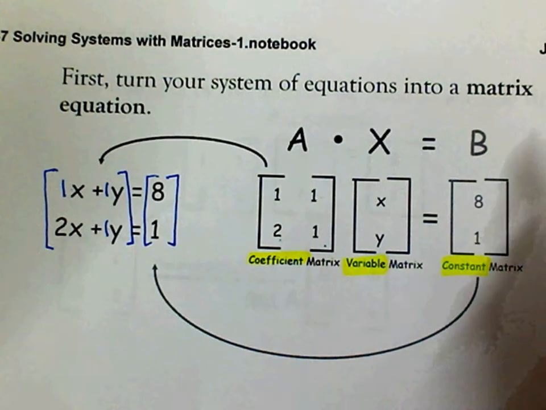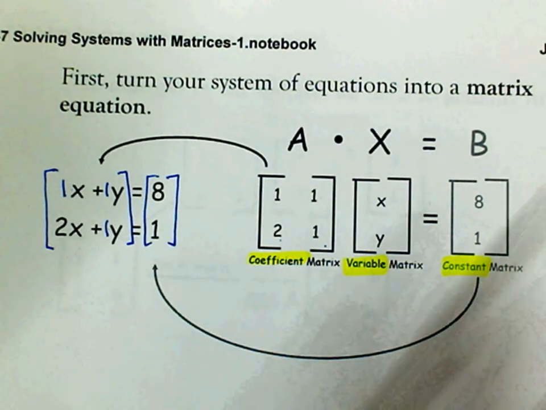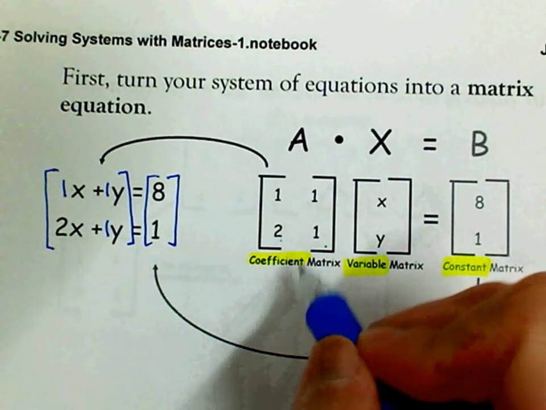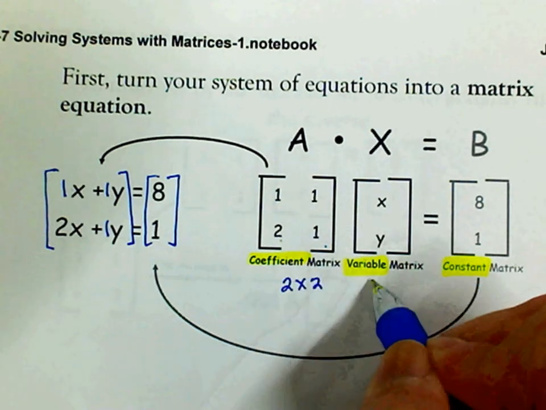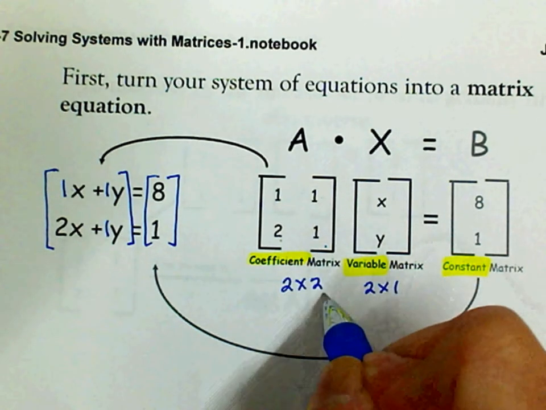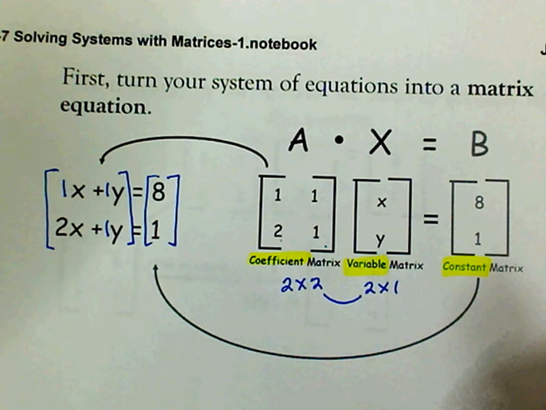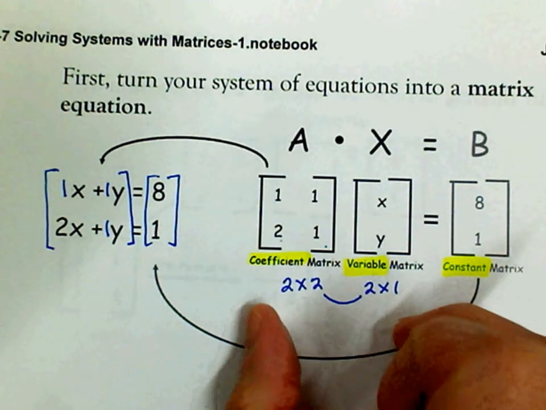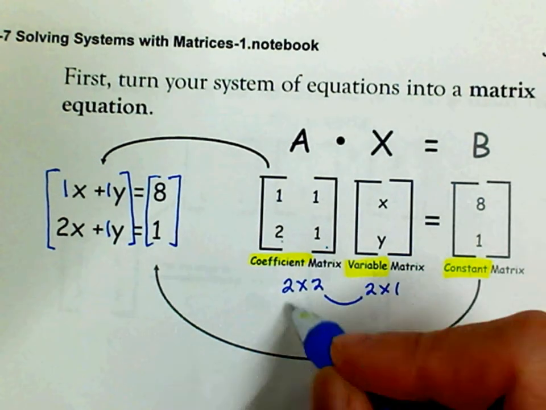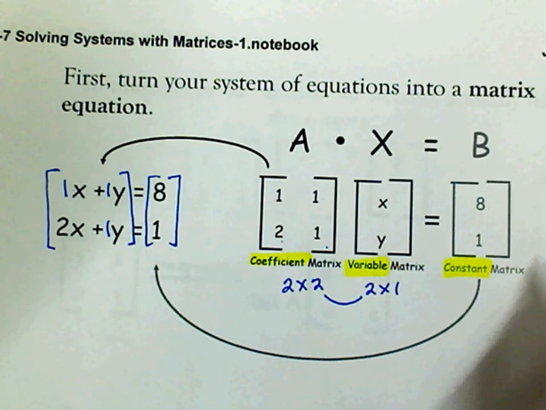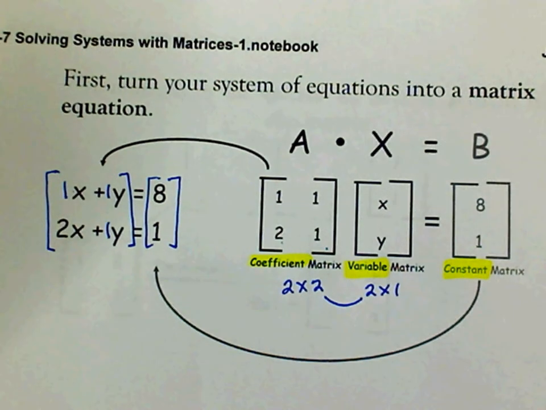Do you have to write it in this order? And the answer is yes, because take a look at your dimensions. You have a 2 by 2 and you have a 2 by 1. Do you see how these two have to be the same? And once you're done with that and you multiply them, notice you're going to have a 2 by 1 over here when you finish. All right. So first of all, you turn your system into an equation. Make sure you follow the steps, because you have to show me that you understand how to do this, okay?